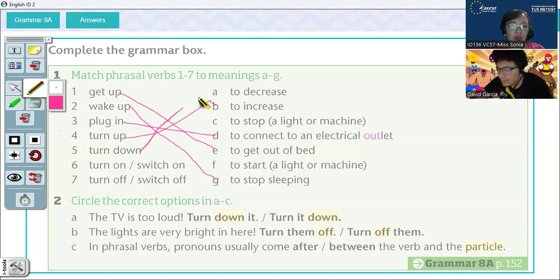To decrease. So we can say the volume, turn up or turn down the volume or something, no? Or turn on the radio, turn up the thermostat, no? Yes. Turn up, turn it down, right? The volume or something. Turn on or switch on, to start. Of course, turn off or switch off. Turn off is letter C, to stop, the opposite, no? Yes. So turn on is the opposite of turn off or switch off, right?